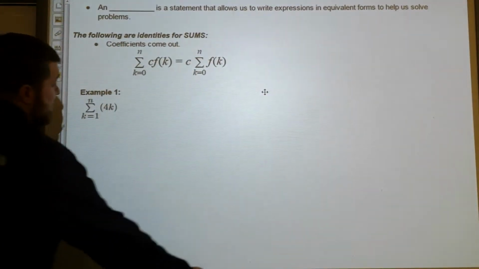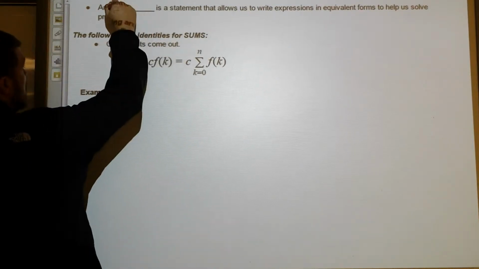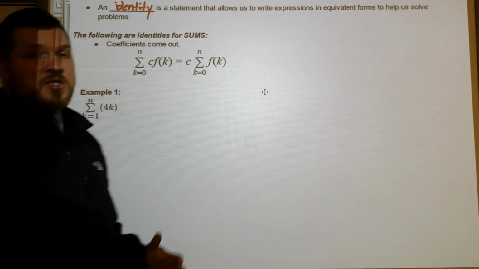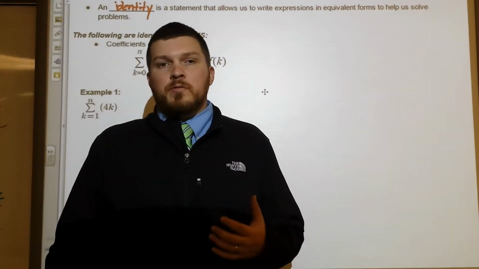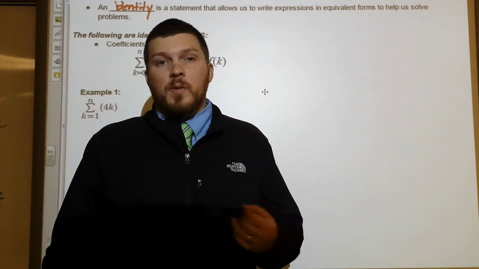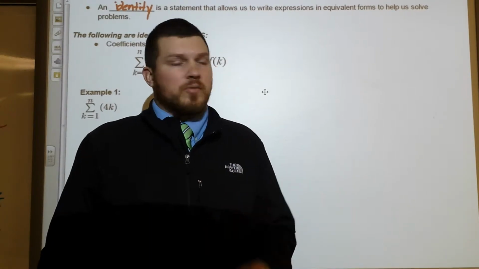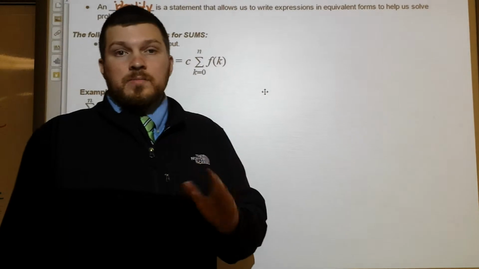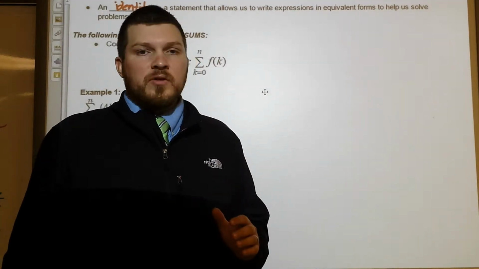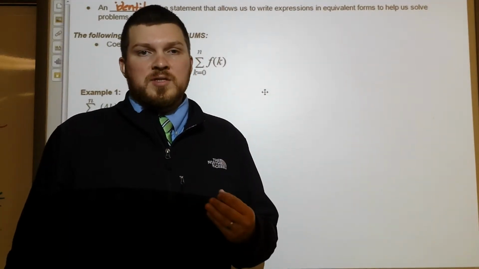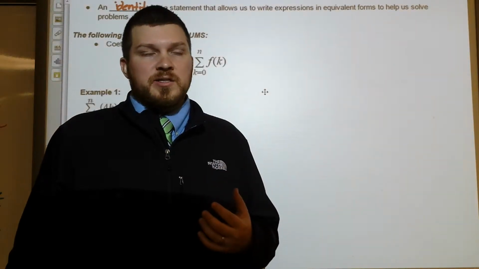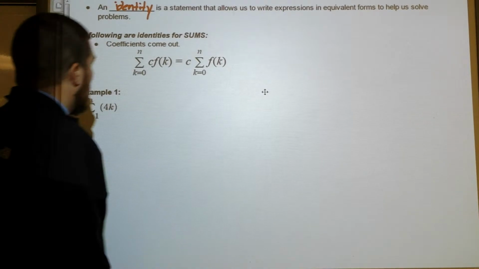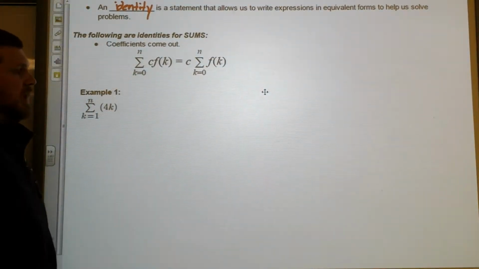Okay, so an identity is just simply a statement that allows us to rewrite one expression into another form, and that helps us to solve and rewrite problems. So, I got 5 identities here. You need to practice with them, and when it comes down to it, we're going to actually start combining some of these identities to start rewriting some of these sigma notations. The first one's called coefficients come out.